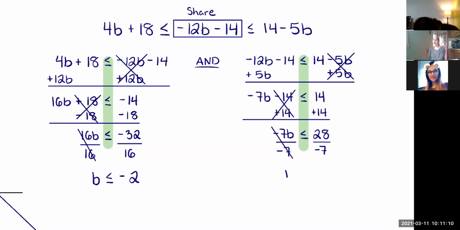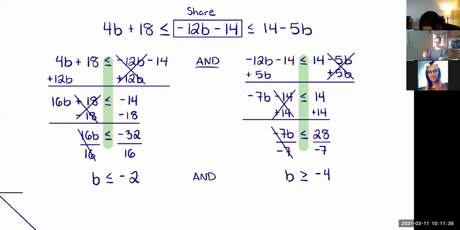So b is now by itself on the left. We said it just a moment ago. Don't forget, when you multiply or divide both sides of an inequality by a negative value, your sign is going to change directions. So my less than or equal to symbol becomes a greater than or equal to symbol. And 28 divided by negative 7 should give me a negative 4.